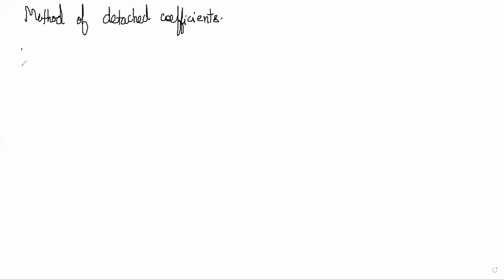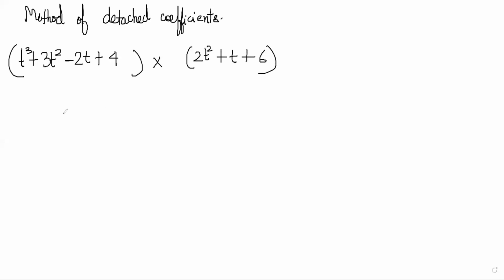So let's see how to multiply. For example, suppose you have to multiply t cubed plus 3t squared minus 2t plus 4 with 2t squared plus t plus 6. I know everyone is aware of how to multiply in a normal manner. You just take t cubed, multiply with this, then t squared with this, and so on. Now the method we'll see is exactly that, but done in a faster way where you don't worry about the powers so much. You can get the answer really quickly.